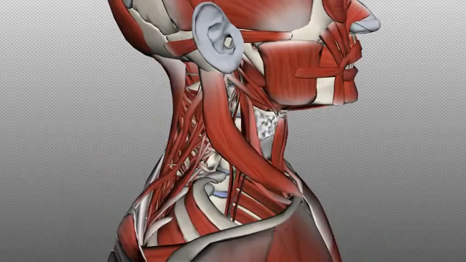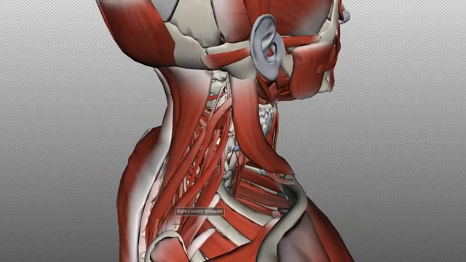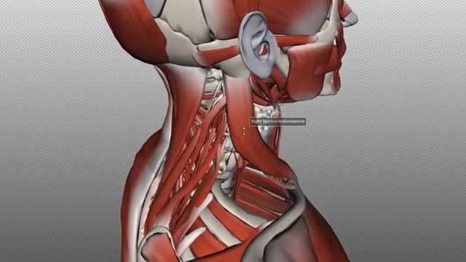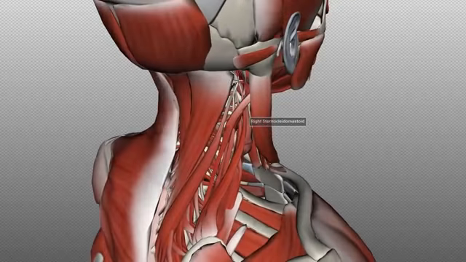Also running through the posterior triangle we've got the levator scapulae. So this muscle, as the name suggests, elevates the scapula. So it originates on the upper surface of the scapula, so the medial border of the scapula, the upper medial border, and it inserts onto the transverse processes of the cervical vertebra. So it actually has 4 insertion points. It inserts onto transverse processes of C1 to C4. So what this muscle does is it elevates the scapula. So that's the levator scapulae.